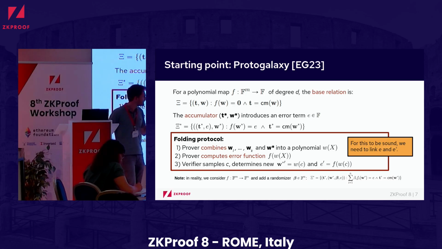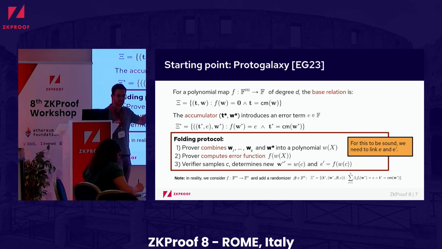Now, as I presented, this is not sound yet, although I haven't really gotten into the math. But for this to be sound, we need a connection between the error of the previous accumulator and the error of the accumulator that we obtain. Otherwise, the prover could just come up with whatever error they want to claim and make this protocol work for any witnesses, not necessarily part of the base relation. So we're missing this link. And for achieving this link, we actually need a little bit of math and a very neat trick that I will present next.